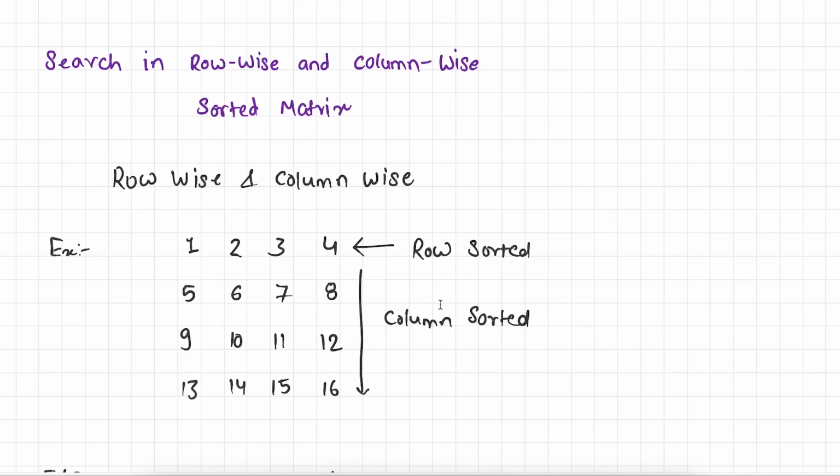We are given a row-wise and column-wise sorted matrix, and our task is to find whether an element is present in this matrix or not.